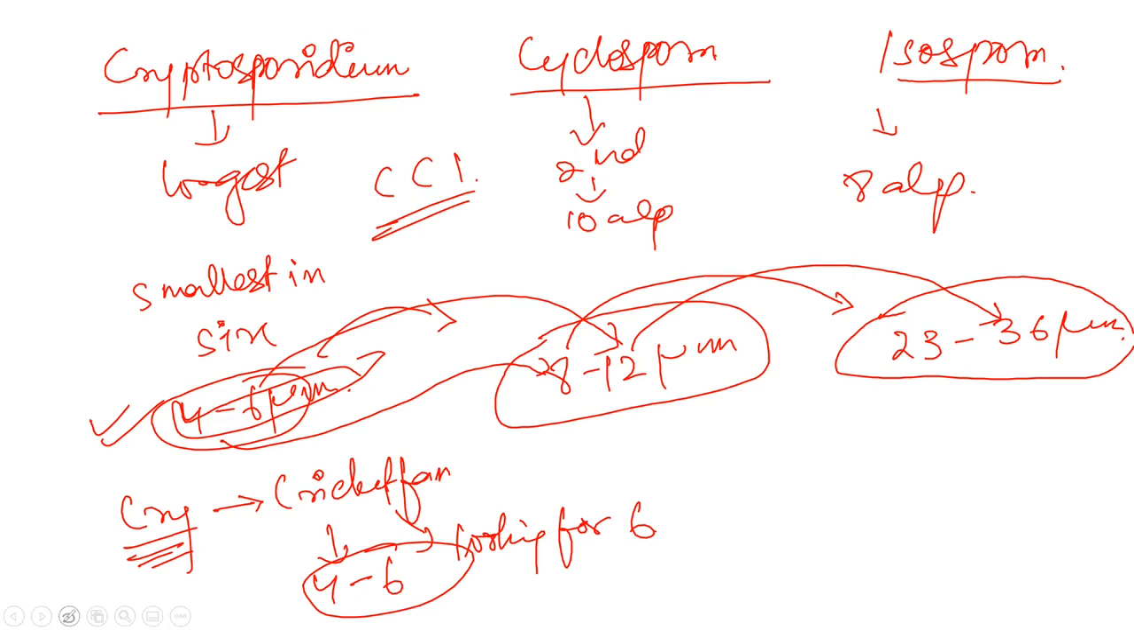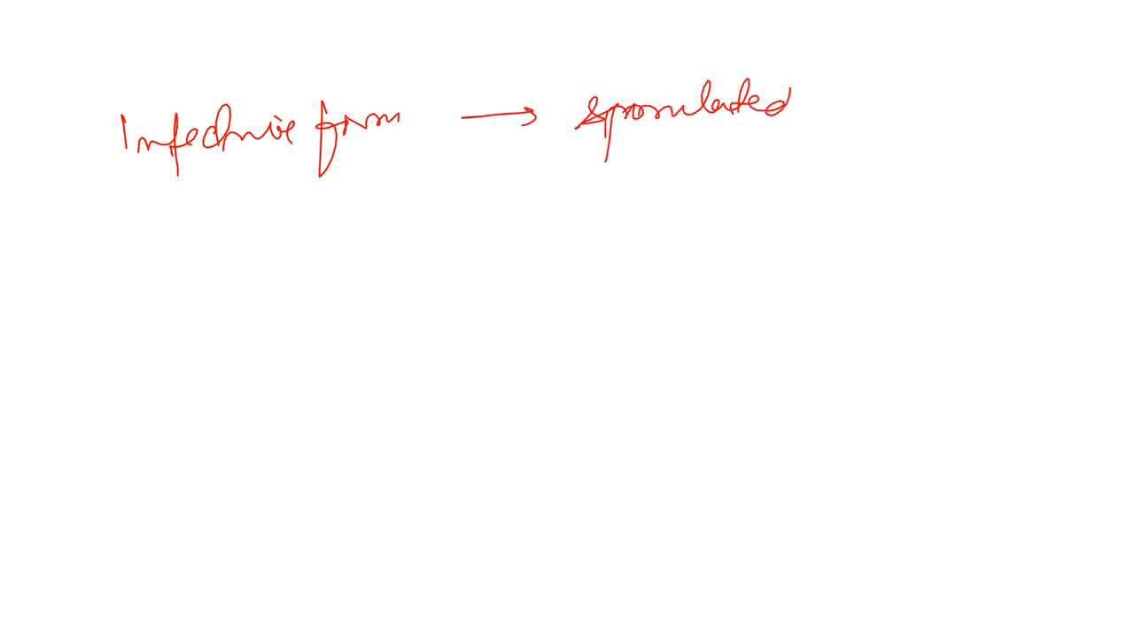Now, we will study the infective forms. Okay? So what is the infective form? In all the three, the sporulated oocyst is the infective form. You have to remember this, okay?